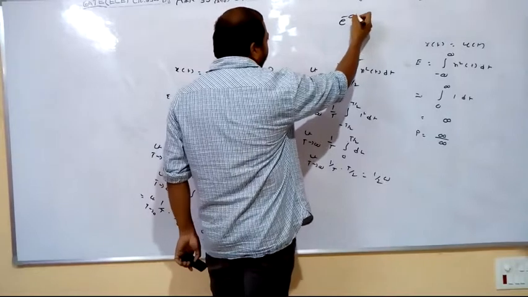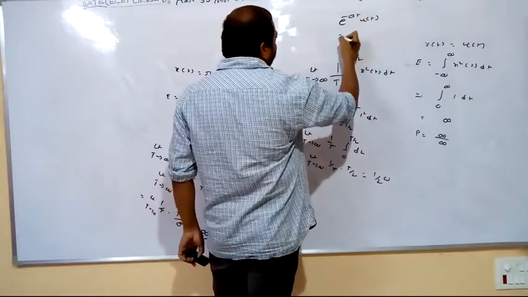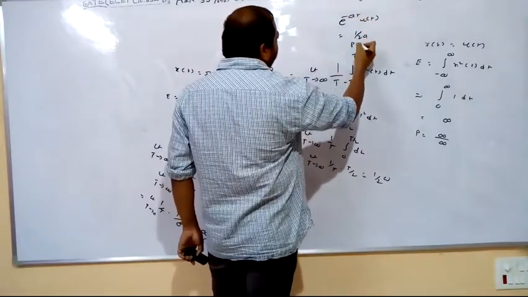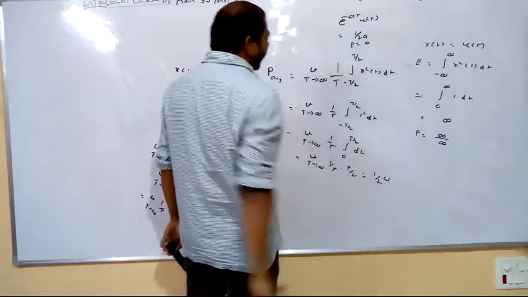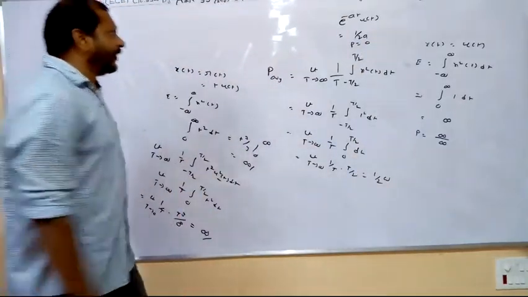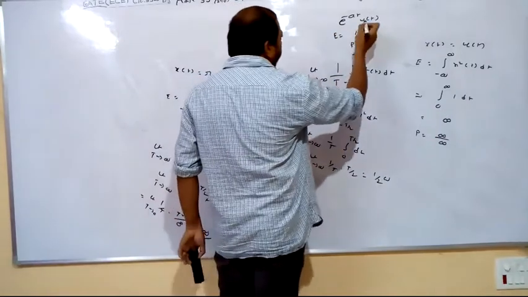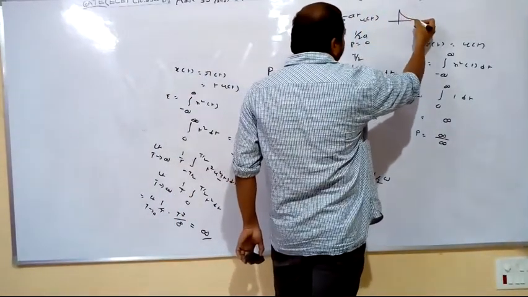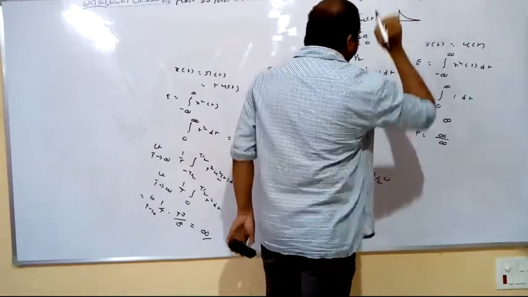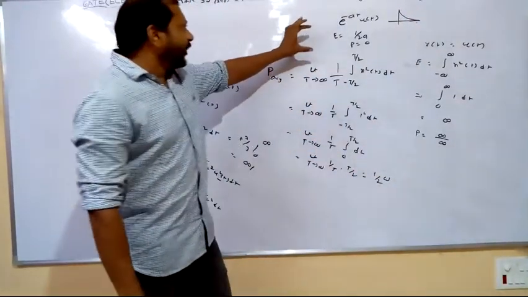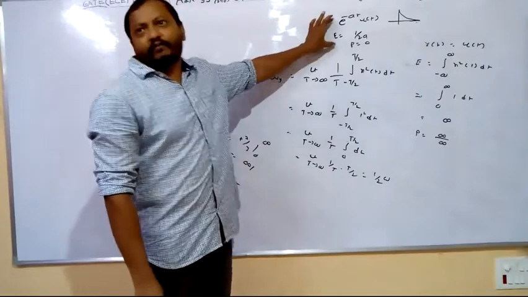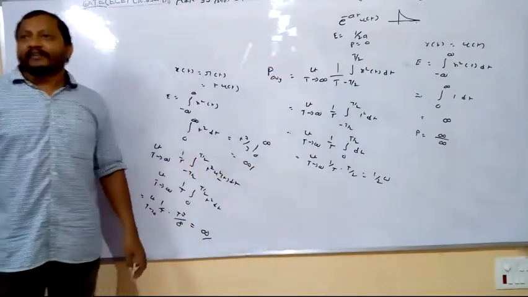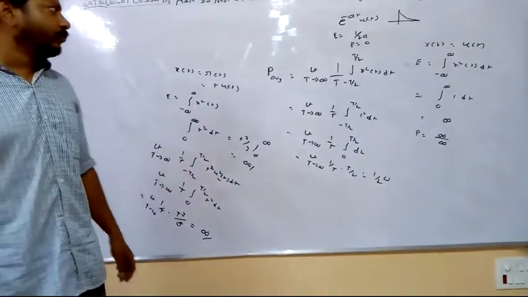Earlier we have discussed e power minus at u of t, energy equal to 1 by 2a, and the power of the signal is equal to 0. What is the final value of the signal? As t tending to infinity, this value is going to be 0. So we can say, if the energy is finite, the corresponding signal is called the energy signal, and the power of the signal is equal to 0.